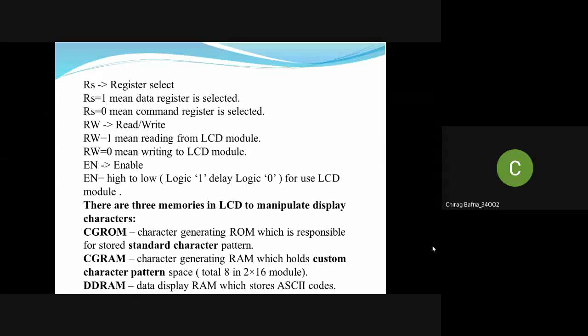There are three memories in the LCD to manipulate the display characters. CG-ROM, that means character generating ROM, which is responsible for storing standard character patterns. After that, there is CG-RAM, character generating RAM, which holds the custom character patterns. The space of this LCD is total 8, that means a 16 by 2 module. DD-RAM, that means data display RAM, which stores the ASCII codes.